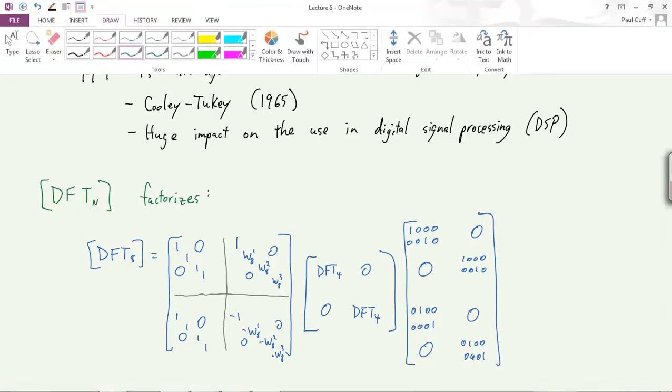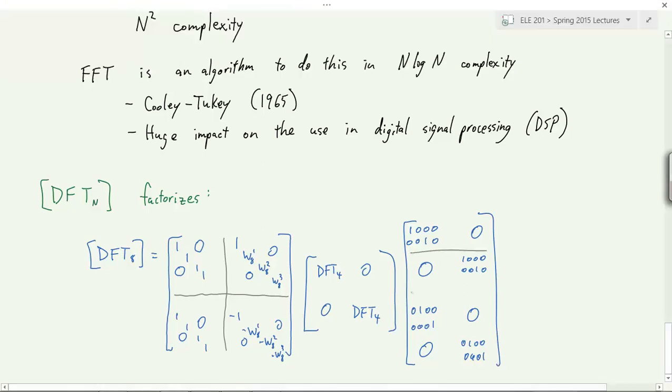Okay, so it turns out if you multiply all this stuff out, I'll do this too, then you would get DFT8. And this type of factorization works for any power of 2. So you can always do the Fourier transform by doing one of smaller size, of half the size. Now, even this, there's some savings.